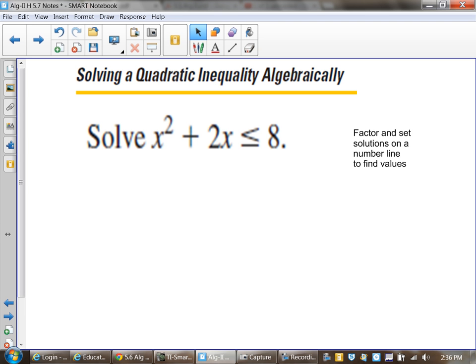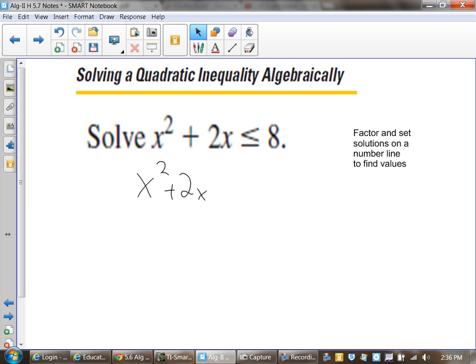So what times what is negative 8? You add together, you get positive 2. So it's x plus 4, x minus 2. And then to get your zeros, you set both of those equal to 0, correct? What would be your zeros? Negative 4 and 2. Okay. What changes in this problem? That's the only thing that changes. We do the exact same work.